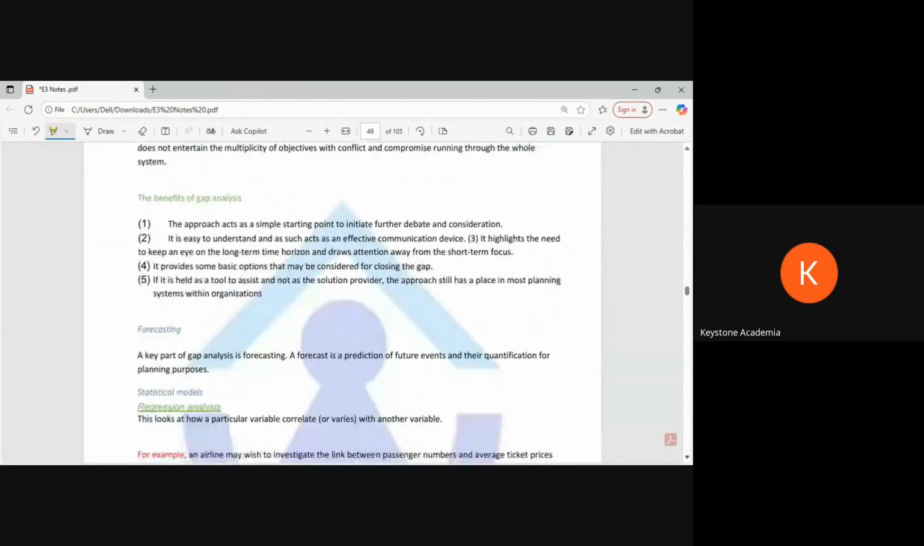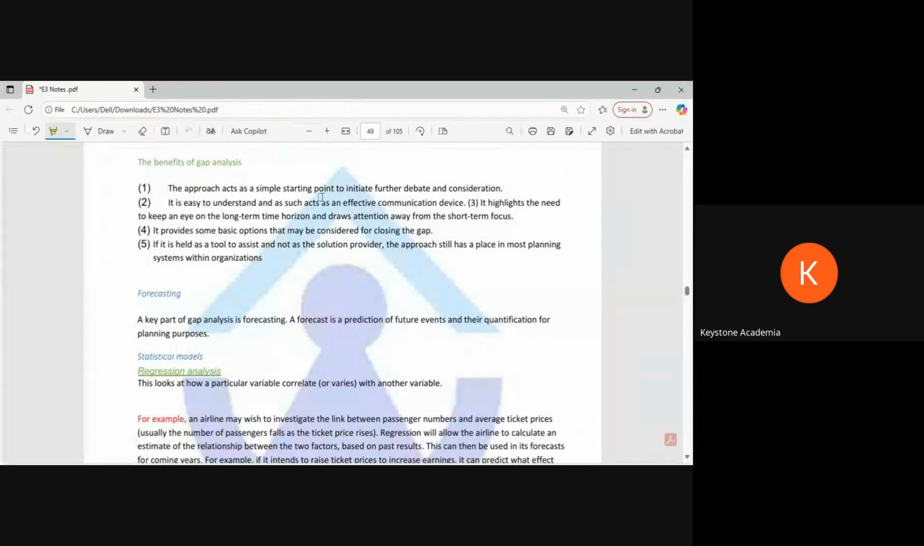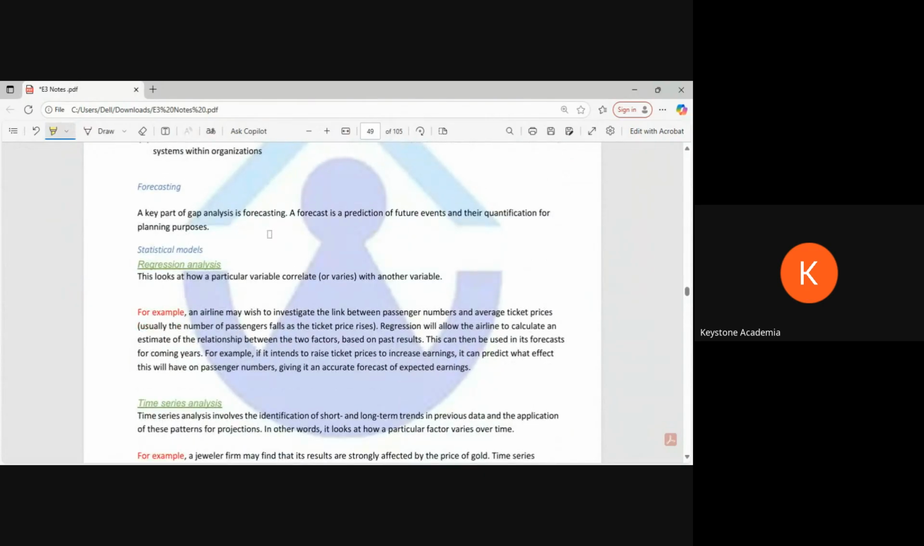What is the benefit if you do gap analysis? The approach acts as a simple starting point to initiate further debate and considerations. It's easy to understand, acts as effective communication, and highlights the need for a long-term horizon. Apart from that, what we can use is forecasting. A key part of gap analysis is forecasting.